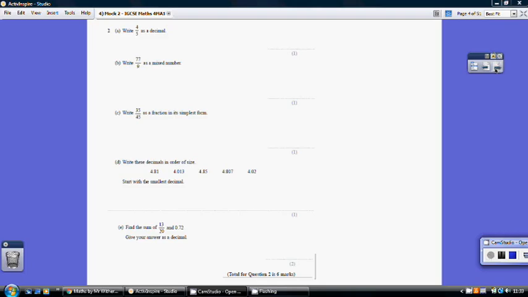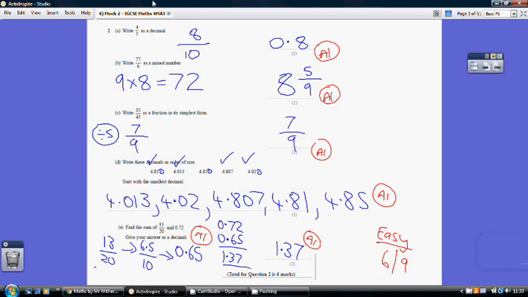Question 2. So part A, write 4/5 as a decimal. Well, 4/5 is 8/10, so that's 0.8 as a decimal. Use your calculator if you're not sure. Now for part B, write 77/9 as a mixed number.